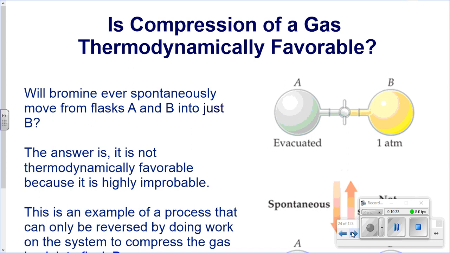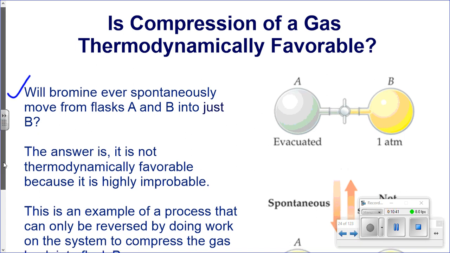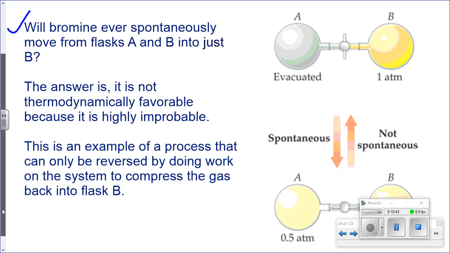Compressing a gas, is that thermodynamically favorable? So will the bromine ever spontaneously move from flask A and B into just B? I just discussed that, so I got a little ahead of myself. The example is not thermodynamically favorable because it's highly improbable. There's a low probability that they all go to one side. This is an example of a process that can only be reversed by doing work on the system to compress the gas back into B.